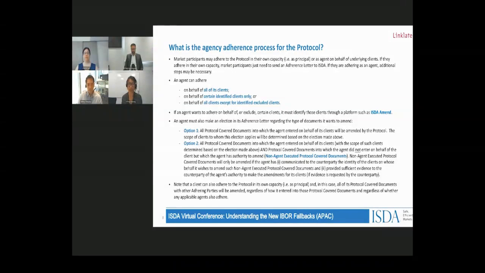And of course, you can enter into the protocol on your own capacity as well. And just one more thing to note is that obviously there is a way for people to request evidence of authority. So, you can request evidence of authority for the agent, and you have a set period of time for the agent to provide evidence of authority. I think that's 15 business days.